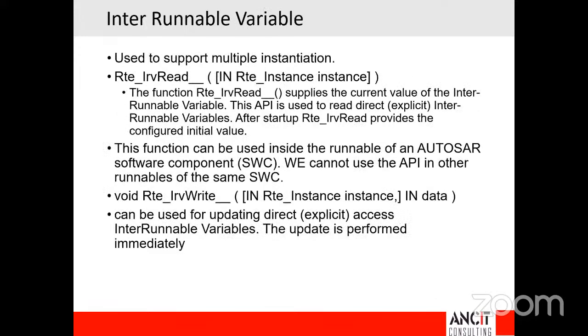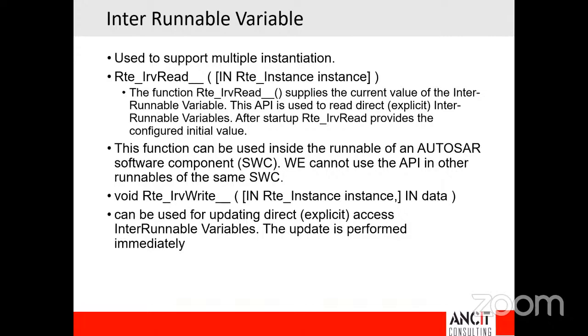Then there is something called an inter-runnable variable. Inter-runnable variables are nothing but how we handle global variables. That's the basic idea. Again, it is used for supporting multiple instances. Let's say you have a particular variable, and that variable needs to be written into the RTE, or handled at the RTE level immediately. Then I can use the API Rte_IrvRead, pointing out the particular instance it is taking from, and all those things can be done.